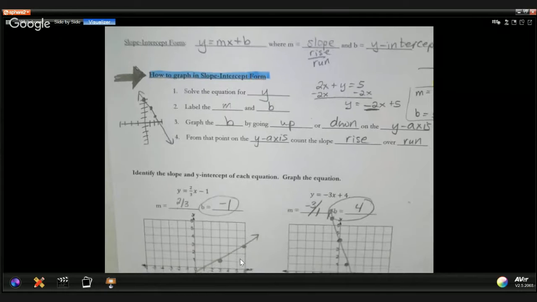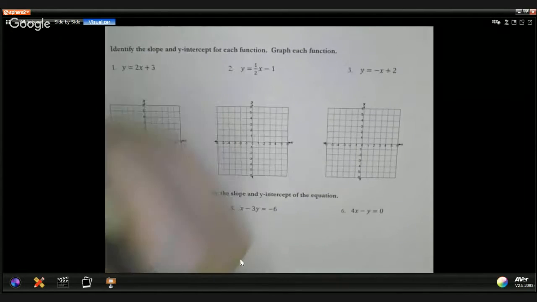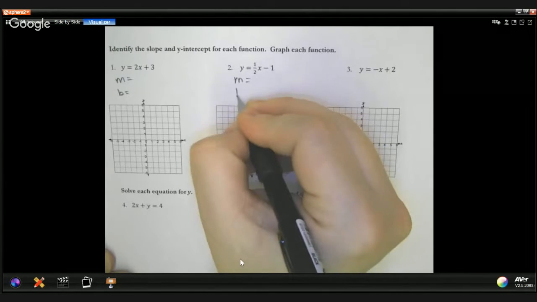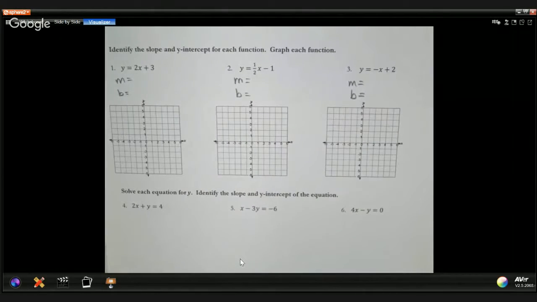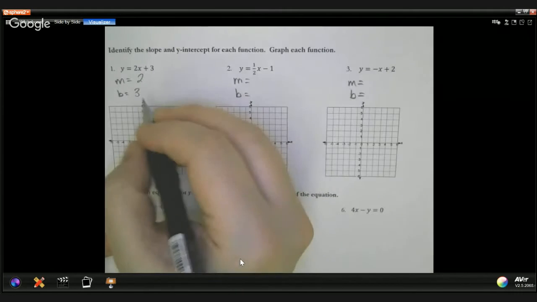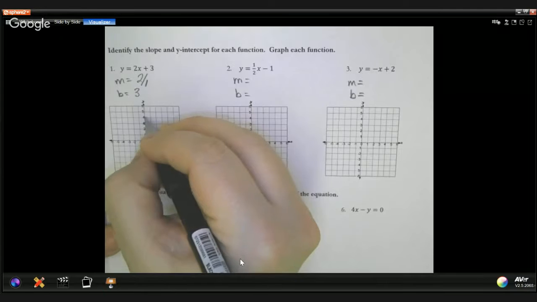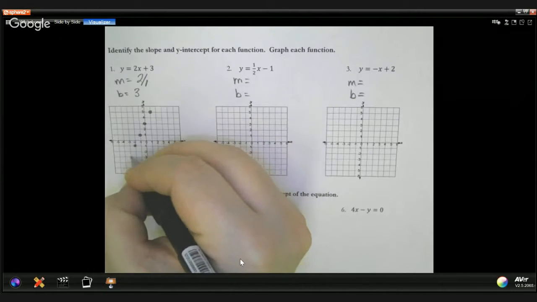So let's look at our examples. What I'd like you to do is find the m and the b for each problem and graph them. When you think that you have them all, press play so that you could check your work. So you should have had -2 and 3. So that's -2 over 1. So I started at positive 3, up 2 over 1. And then I go the other way.